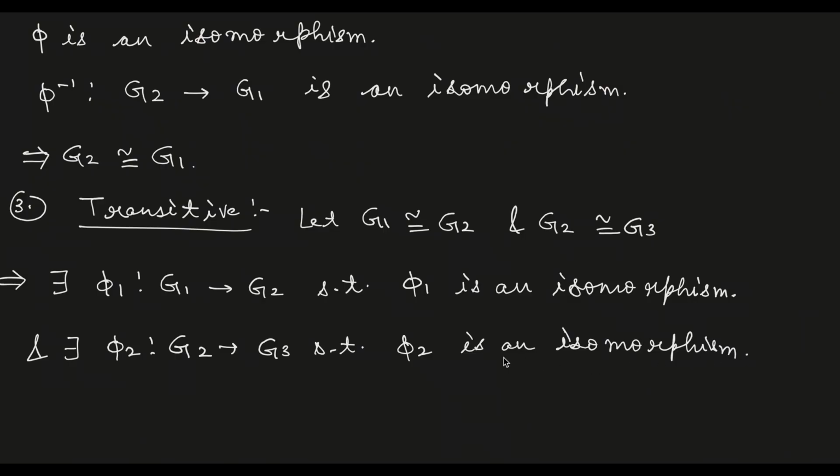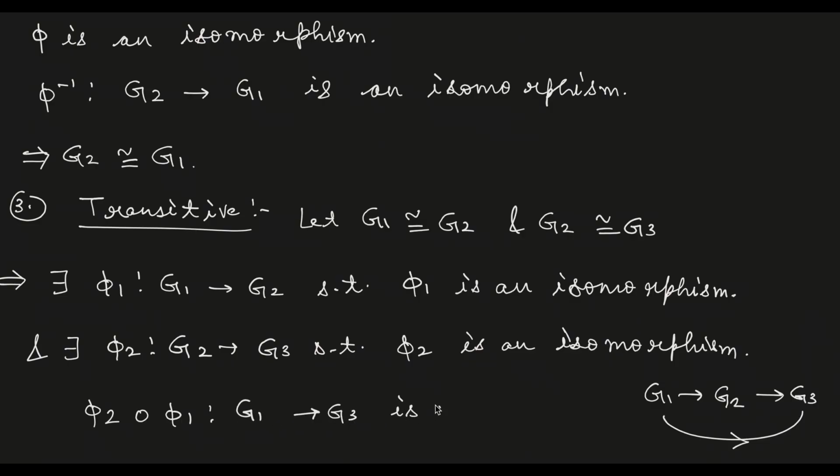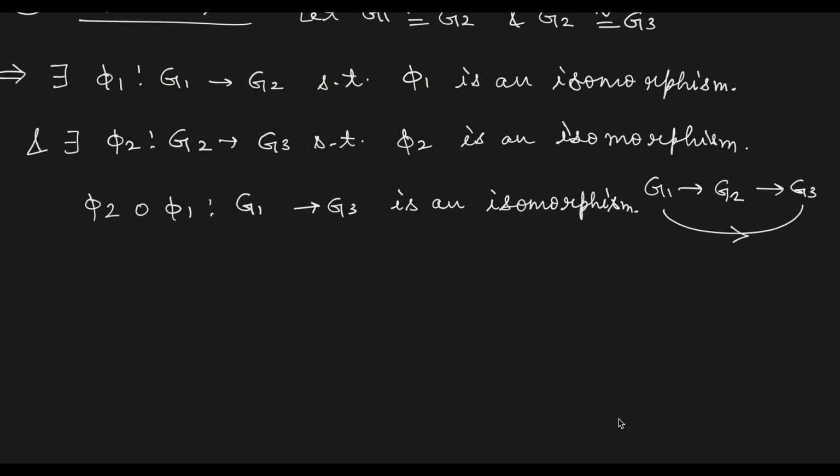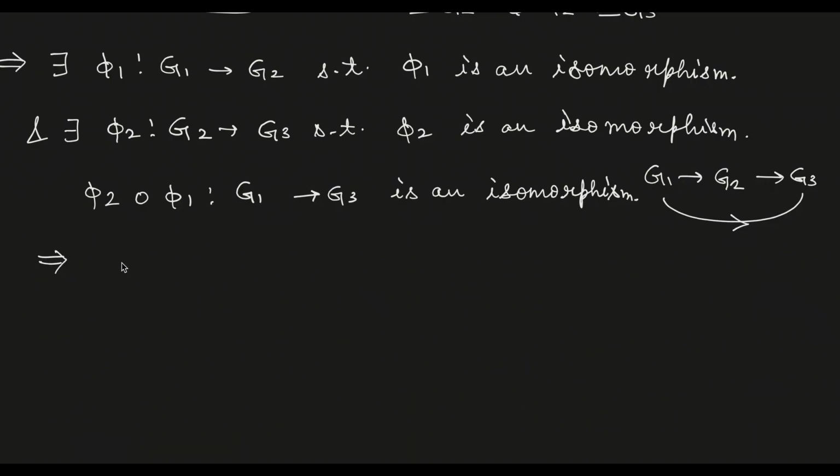So here I can apply composition. So phi 2 composition with phi 1 means firstly I will apply phi 1, G1 to G2, then phi 2, G2 to G3. So in this case G1 will be mapped to G3. This is an isomorphism. This implies G1 is isomorphic to G3.